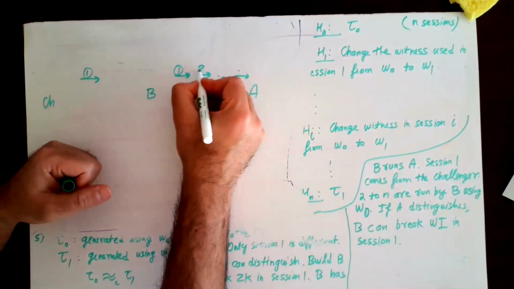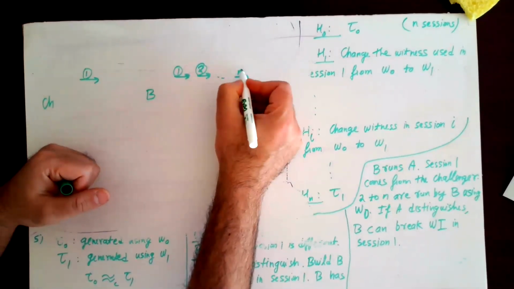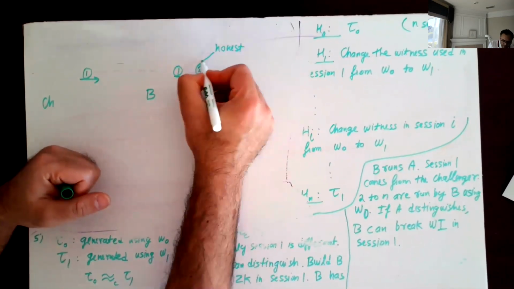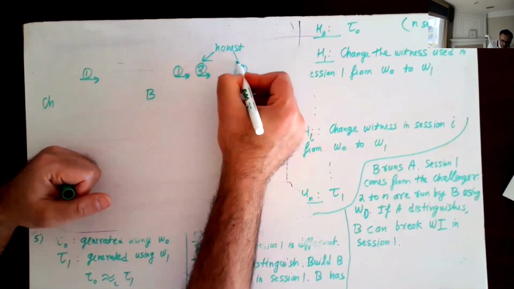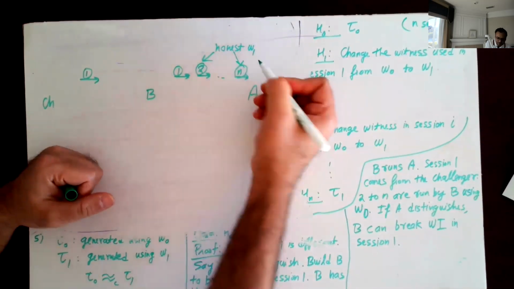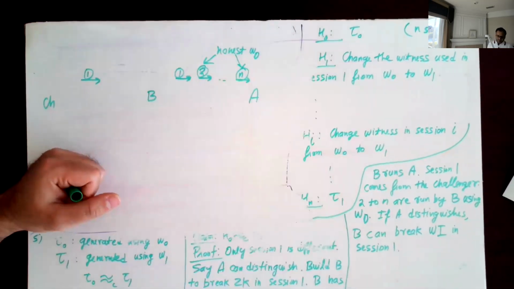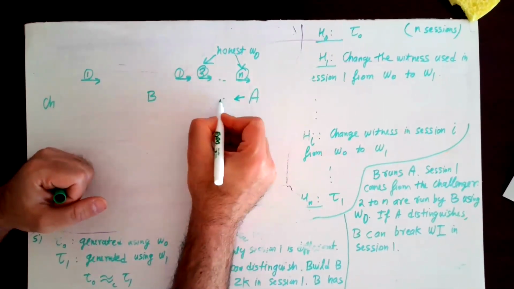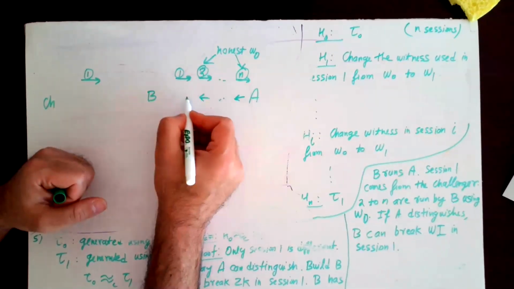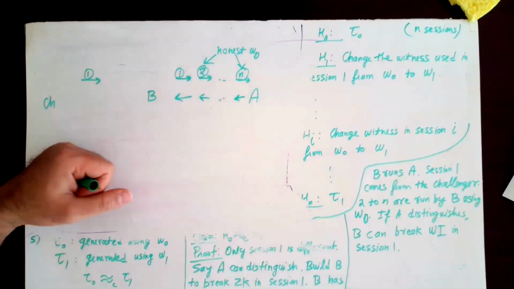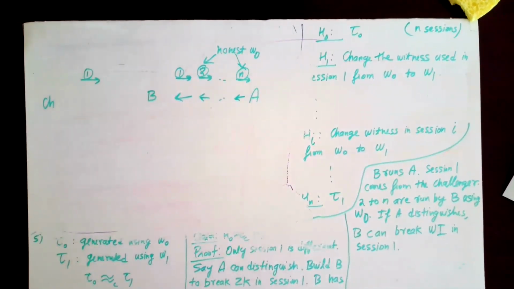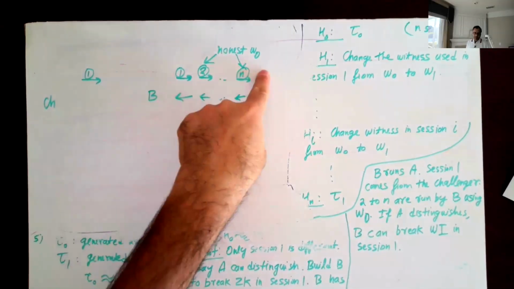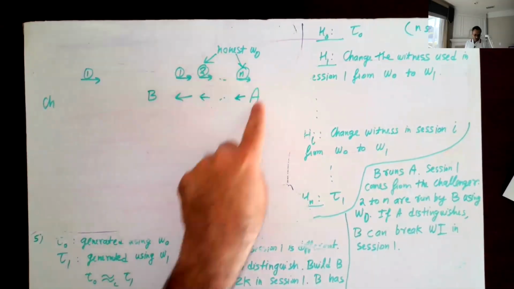So these sessions 2 to n are honest sessions using W0 as the witness. Yes, that is correct. But I'm saying that 2 to n are individual sessions. But what A requires is that 1 to n should be given together, because we are giving them together to A as the verifier. We are sending all the messages together to A.